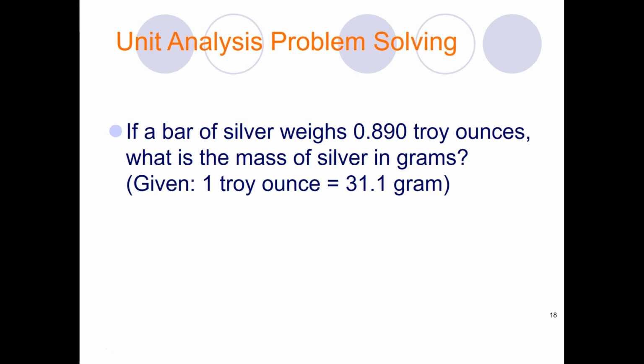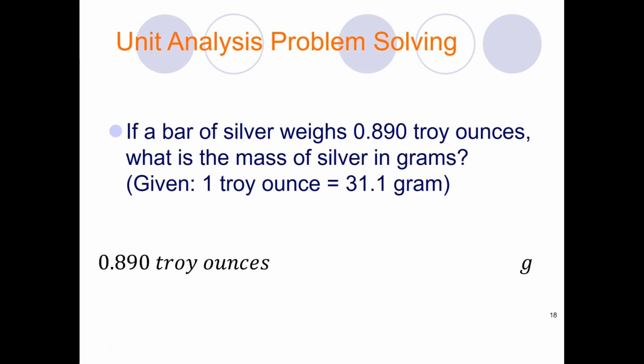So let's read the question again, figure out what unit we want for our answer. If a bar of silver weighs 0.890 troy ounces, what is the mass of silver in grams? So I'm going to say my answer needs to be in grams, so I'm going to write a G for grams. That was step 1. Step 2: what is the thing that we're starting with? What is the unit and the number that we have to convert? So 0.890 troy ounces. I'm going to put that there on the left.